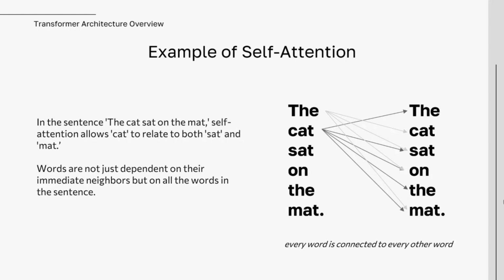In the diagram here, we can see that the word the is connected to all the other words in the sentence except itself, and similarly, the word cat is also connected to every other word except itself.